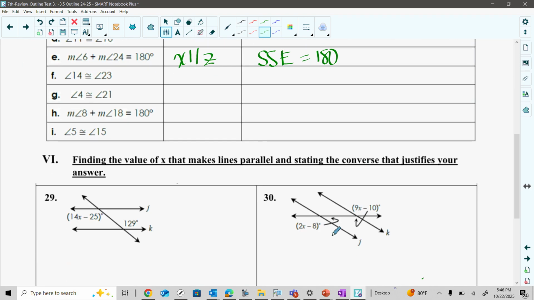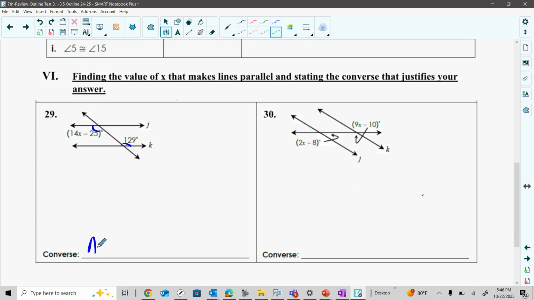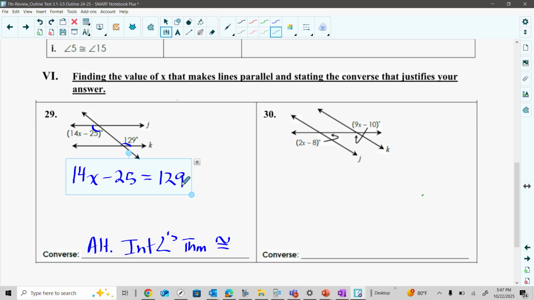And then the last section here: which value would make the lines parallel. If I look at the angles again, I'm looking at alternate interior. So I would have to use the alternate interior angles theorem, showing congruent, to now solve for X. So I would set this up as 14X minus 25 equals 129, and then I can solve for X. All right, so please finish this.